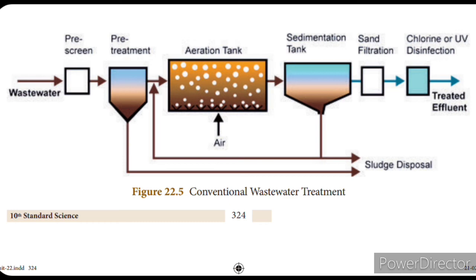The first one is pre-screening to remove the solid particles, then aeration, because it removes the microorganisms in the presence of oxygen. Next is sedimentation, where the solids are allowed to settle down and the suspension is removed as sludge. The next one is disinfection: chlorination and ultraviolet radiation are done to treat the water to remove any microorganisms, and this is again recycled for domestic purposes.